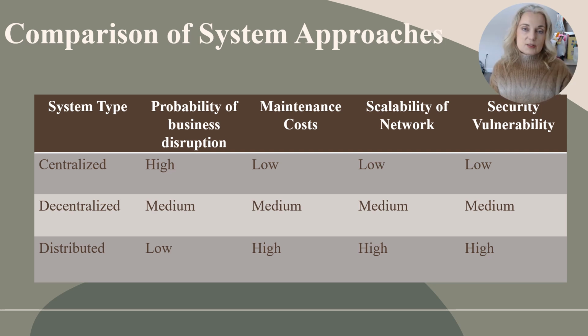Then when it comes to security vulnerabilities, they're the lowest in terms of centralized system because you have this one access point. Decentralized, you have medium vulnerability when it comes to security, and distributed you have high because you have multiple access points. And then if people do breach the security measures and access the system, they can get the data and information for the entire organization.